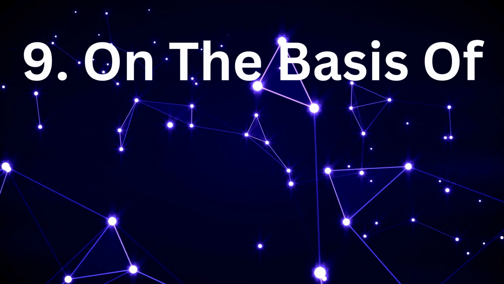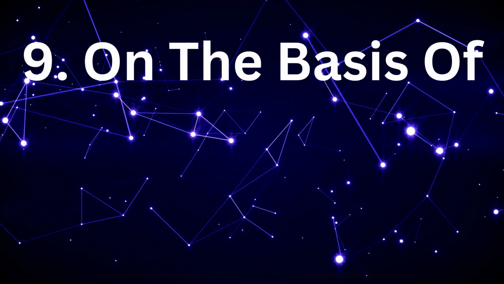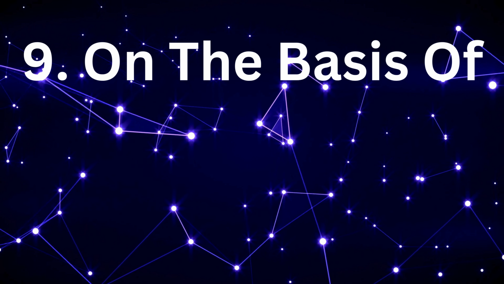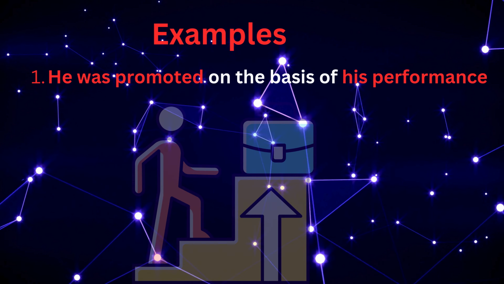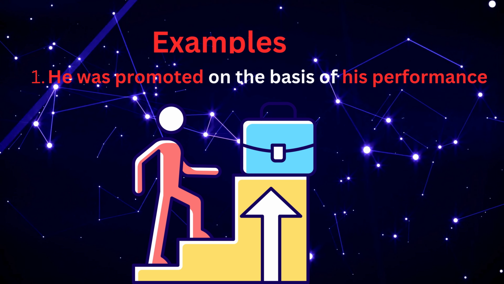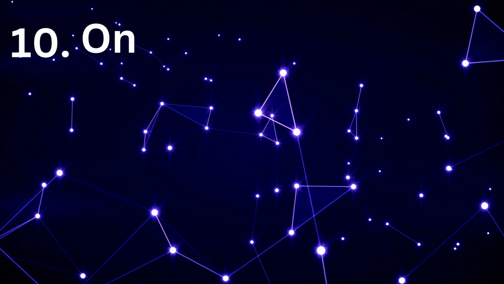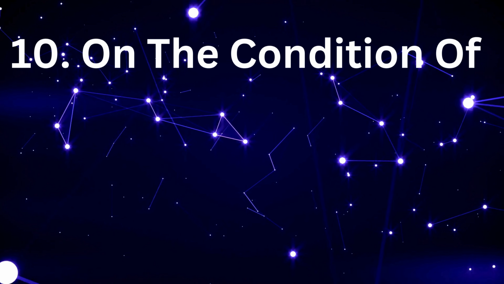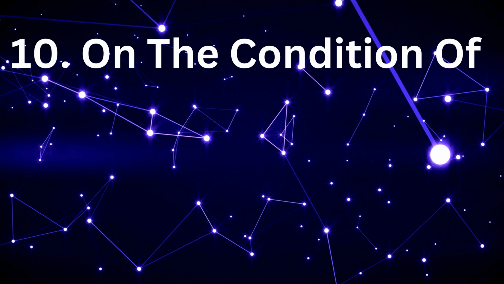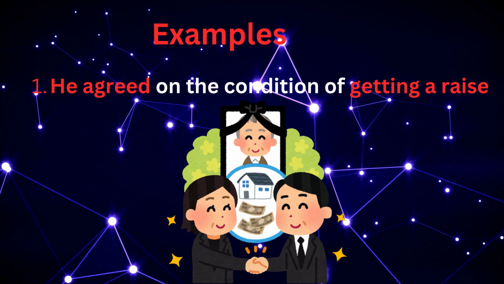On the basis of: according to a reason or principle, used to justify actions or decisions. Example, he was promoted on the basis of his performance. They selected candidates on the basis of experience. On the condition of: depending on a requirement, used to specify terms. Example, he agreed on the condition of getting a raise.